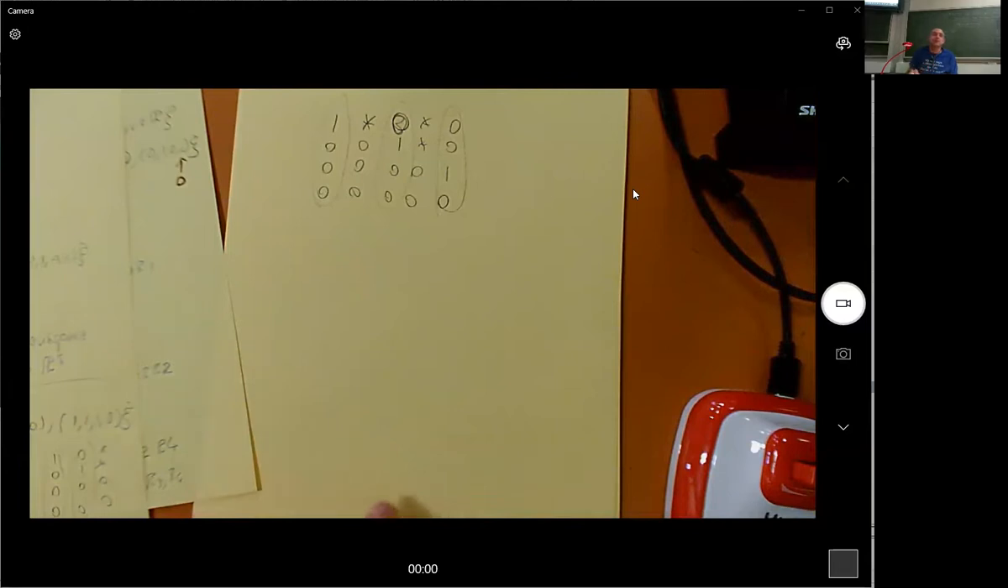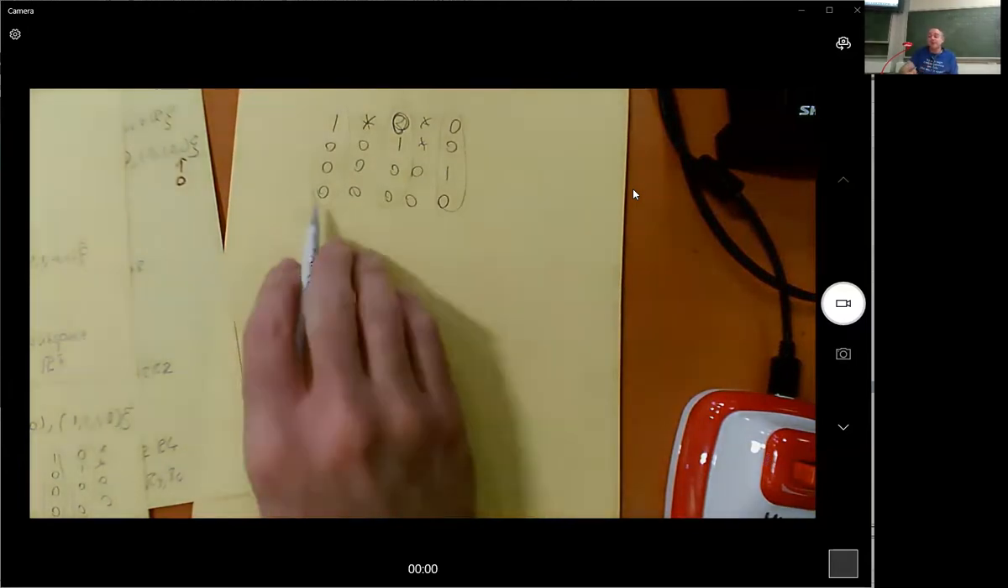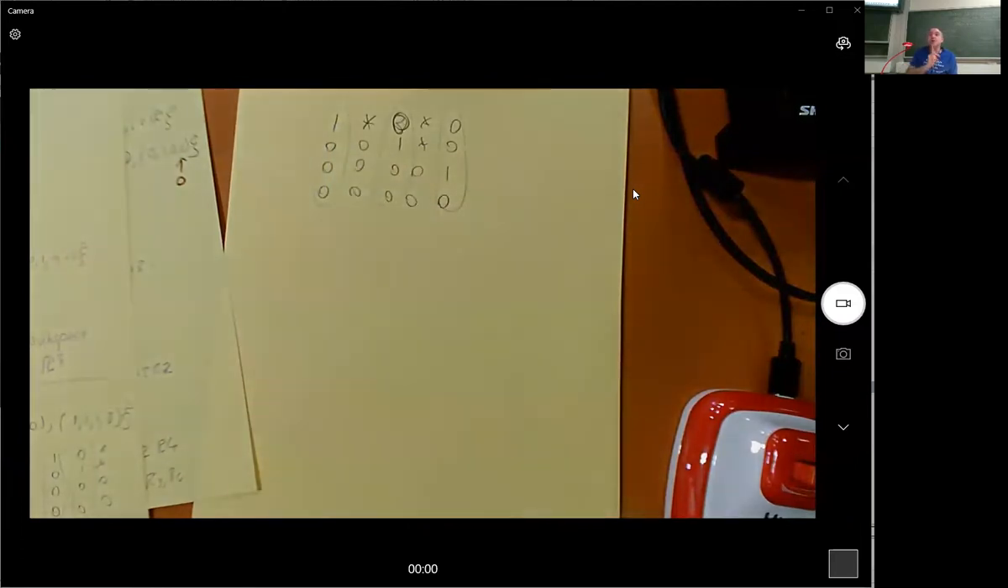Of course, I would have known in advance, if this had been five vectors with four coordinates, I know in advance at least one of them has to be dependent on the others because there are too many of them.